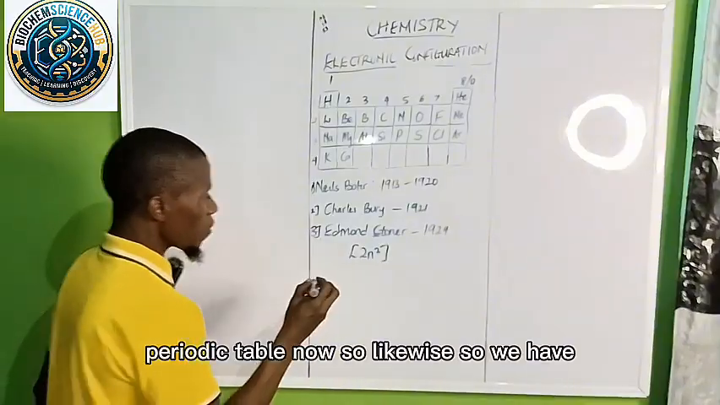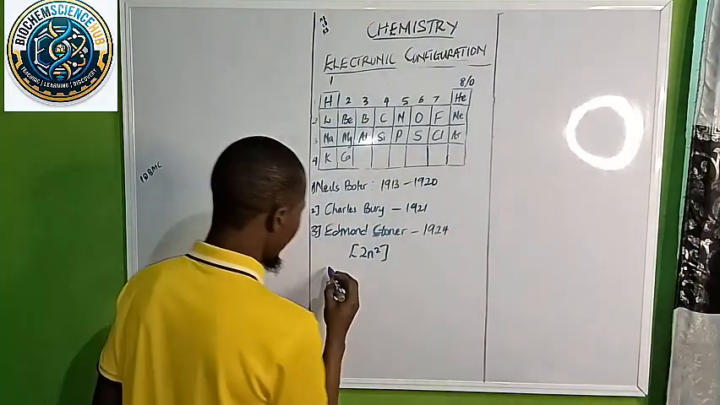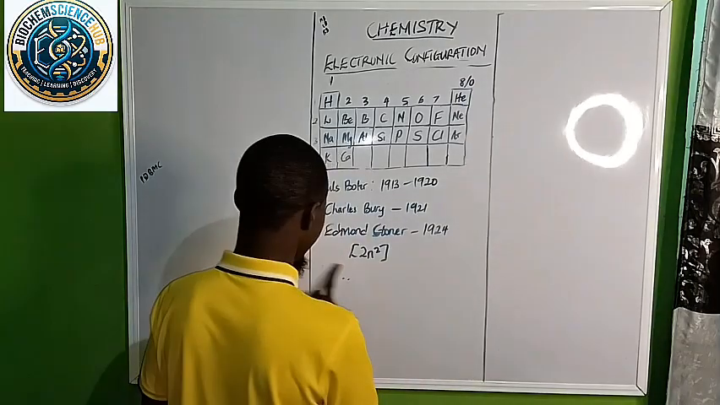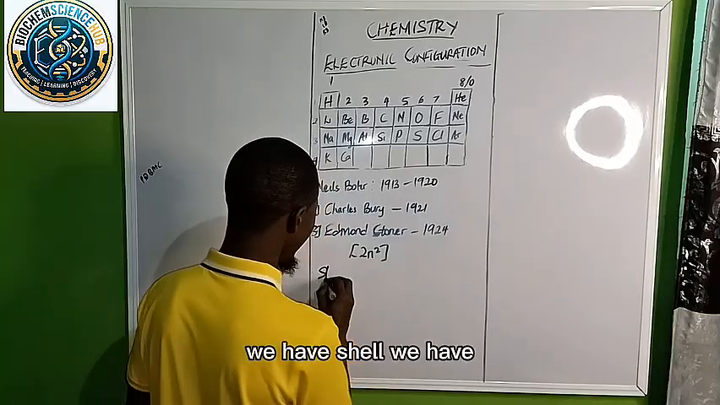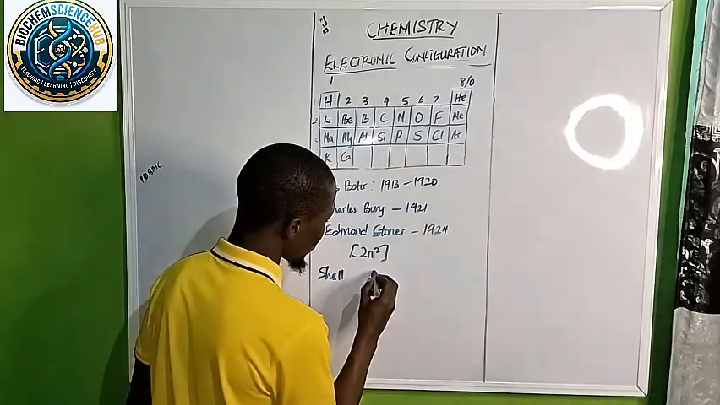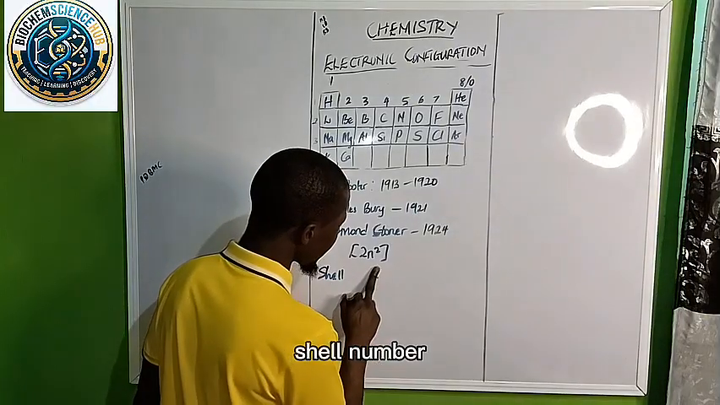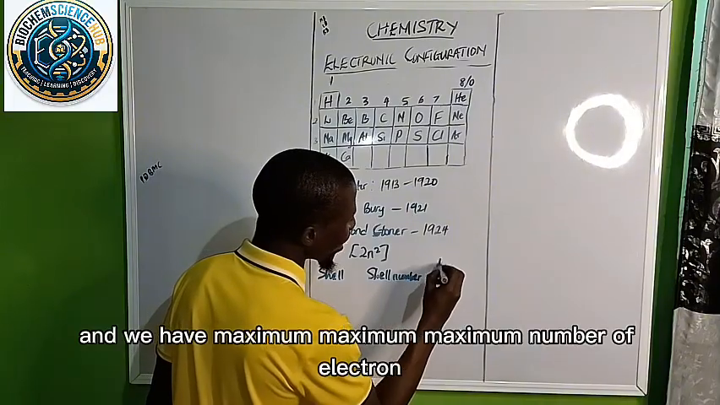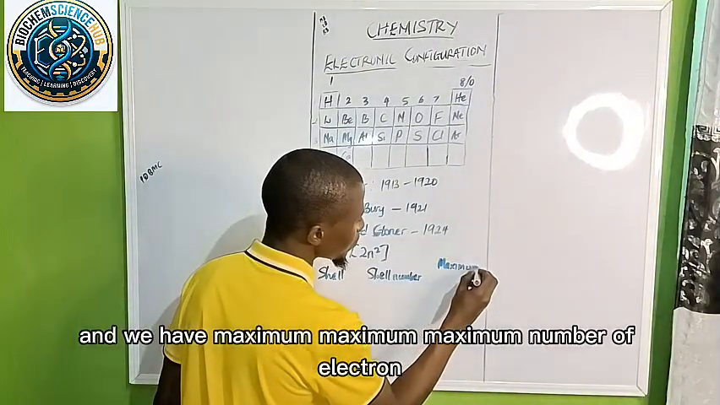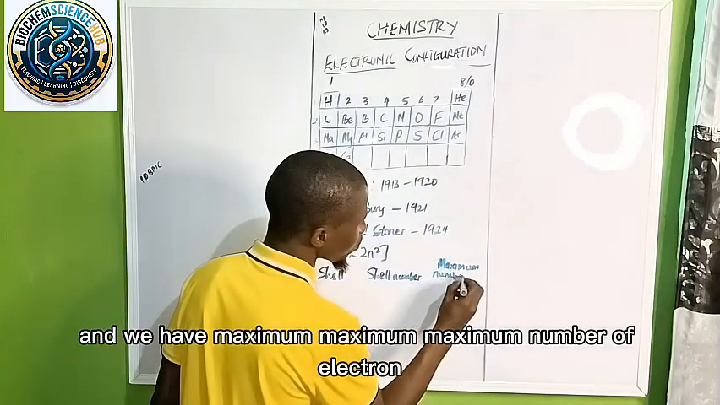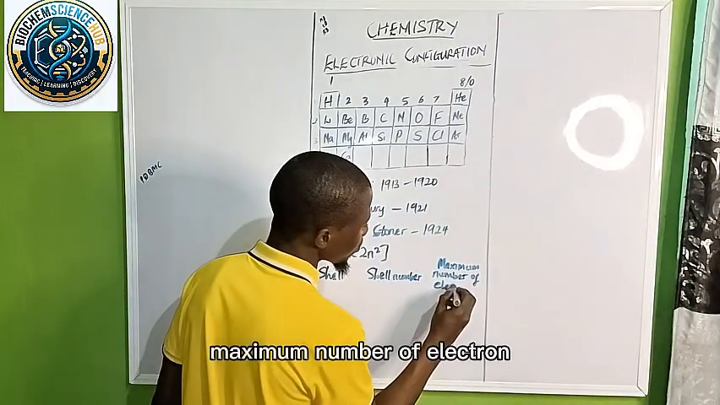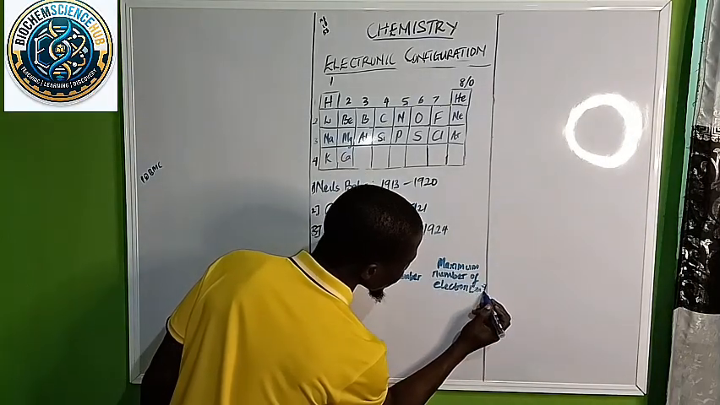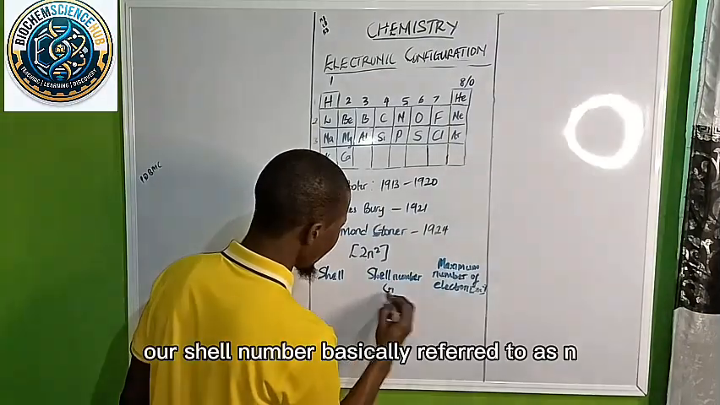So likewise, we have shell, we have shell number, and we have maximum number of electrons, which is 2n raised to power 2. Our shell number is basically referred to as n.